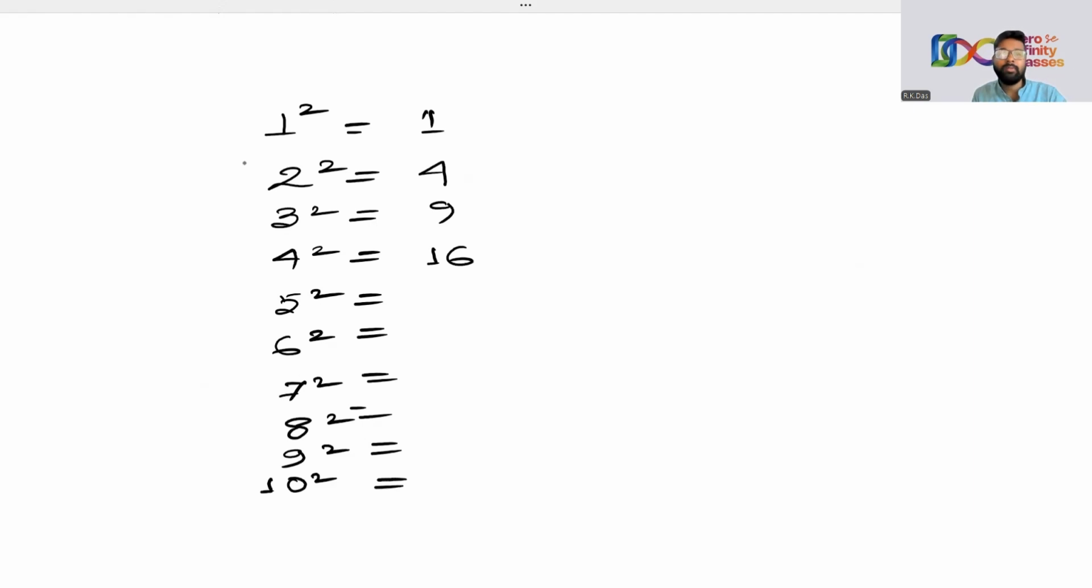Then we have 5 square, which is 5 into 5, which is 25. Then 6 square, that means 6 into 6, which is 36. Similarly, 7 square, which is 7 into 7, which is 49. And 8 square, which is 8 into 8, which is 64. And 9 square, 9 into 9, 81. And 10 square, 10 into 10, 100.